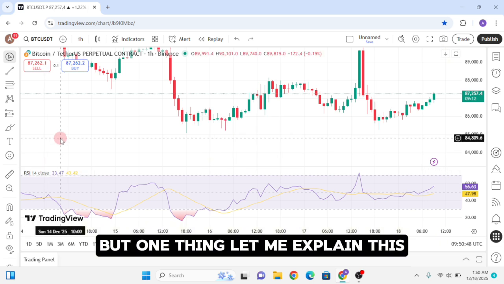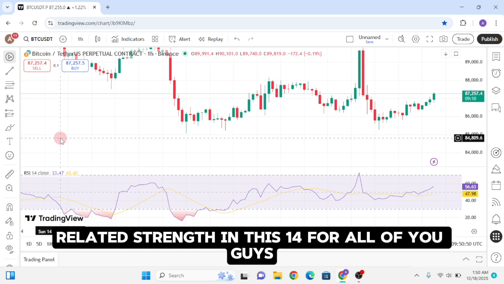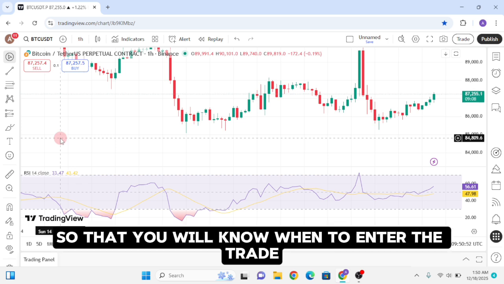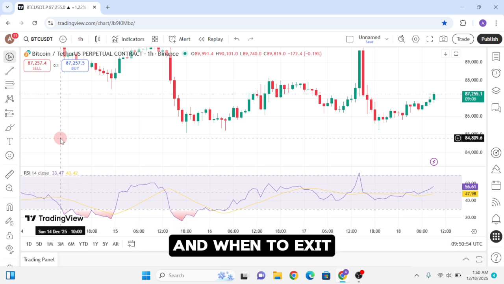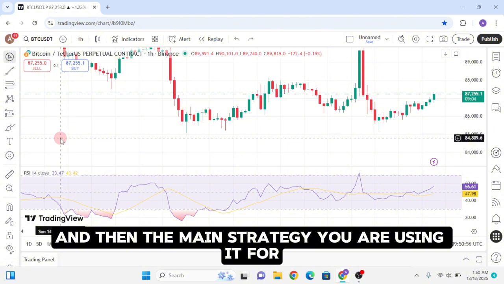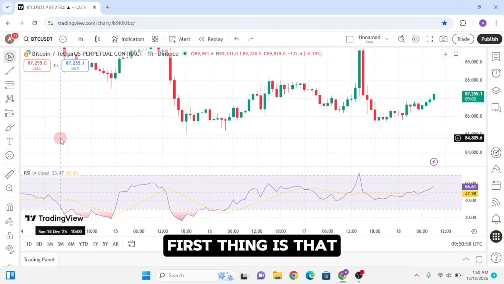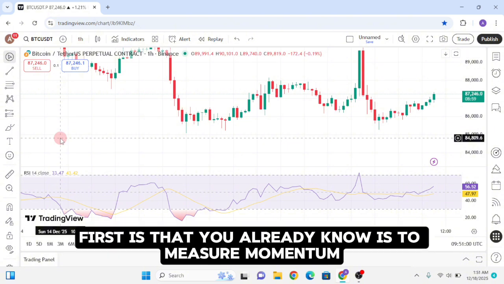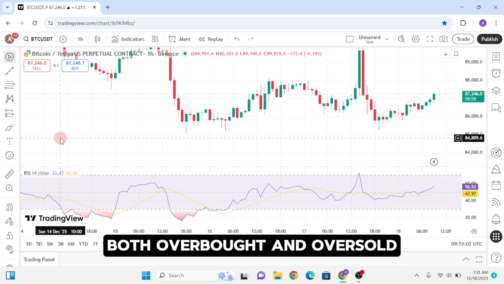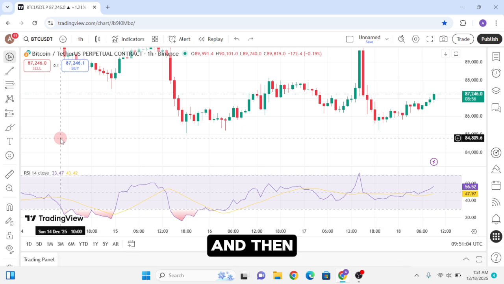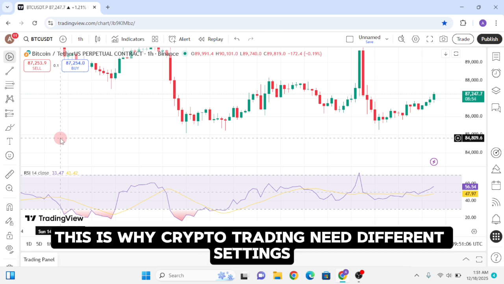But one thing, let me explain this Relative Strength Index 14 for all of you so that you will know when to enter the trade and when to exit, and the main strategy you are using it for. First thing is that RSI, as you already know, measures momentum, both overbought and oversold, and this is why crypto trading needs different settings.